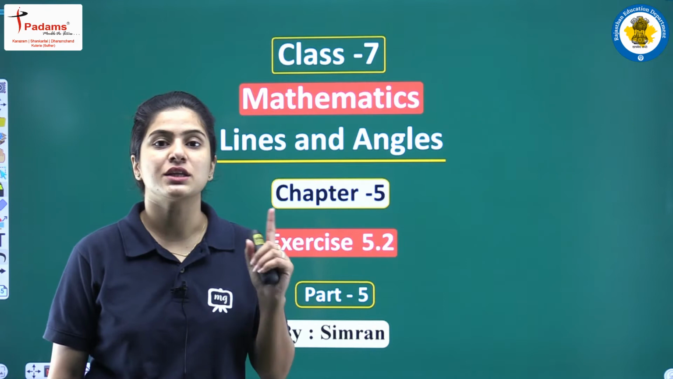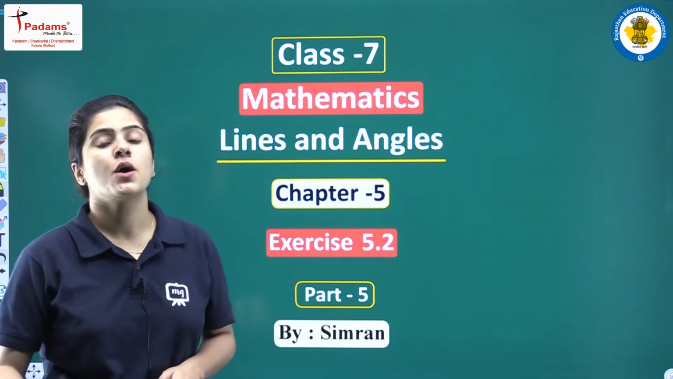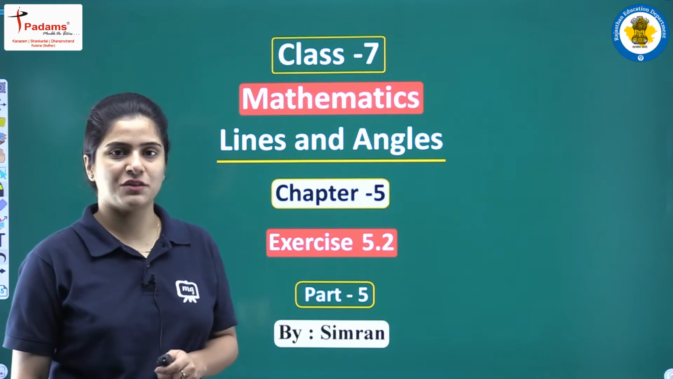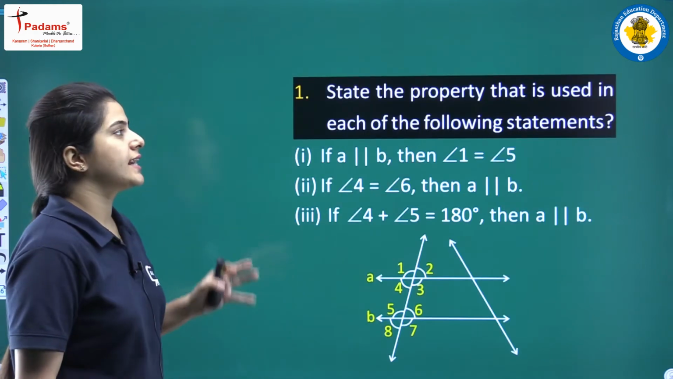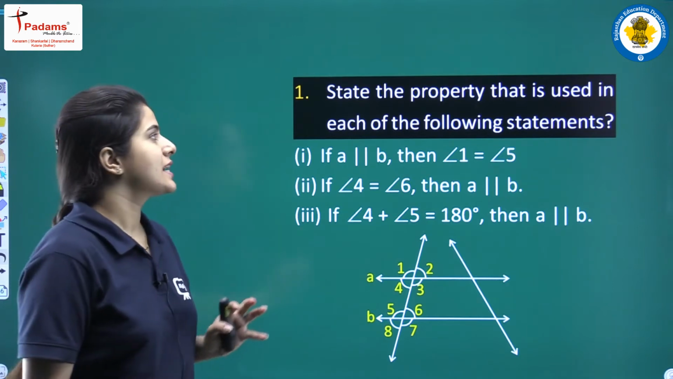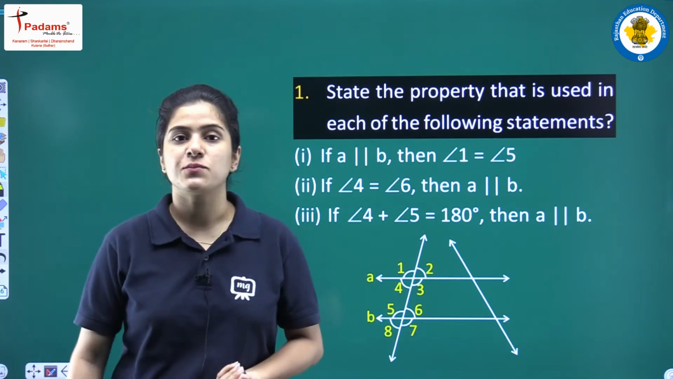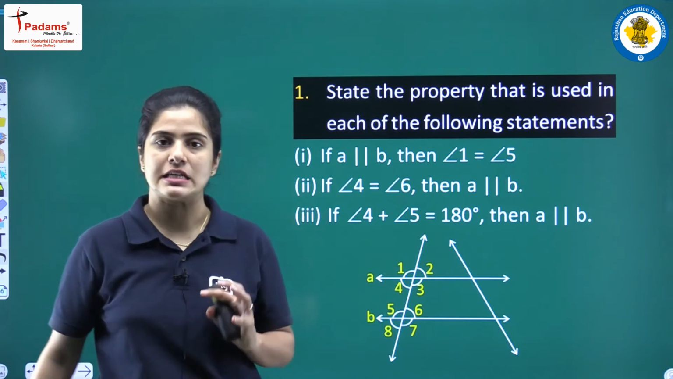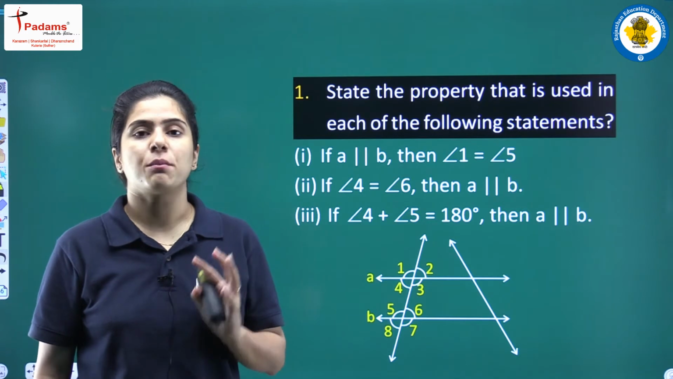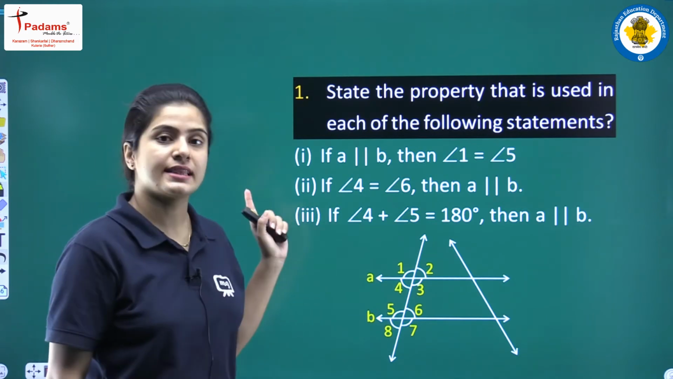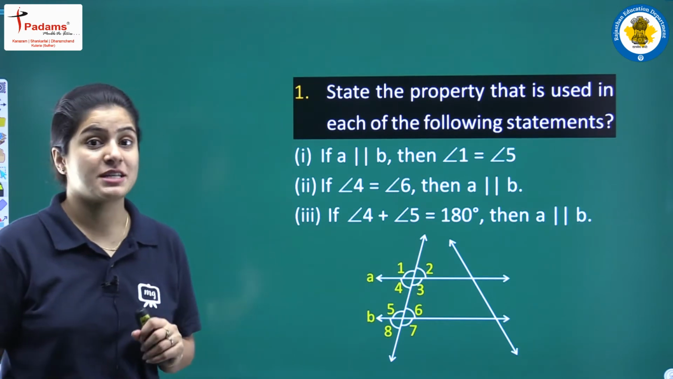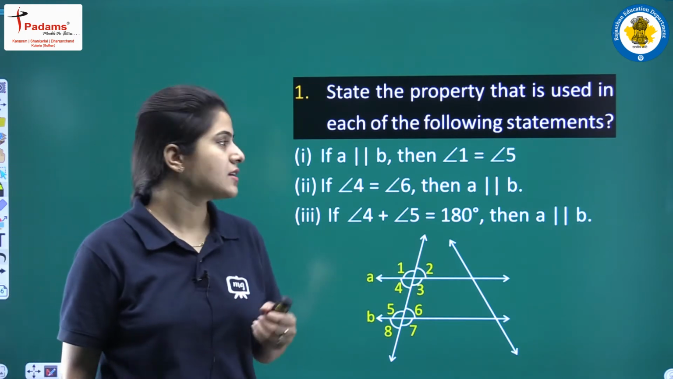So we'll be starting with the first question of this exercise. What is the first question, students? Have a look at the first question. State the property. We have to state the property that is used in each of the following statements. We are given different types of statements and in these statements you have to tell which property is used. So have a look at the first statement. What is the first statement, students?